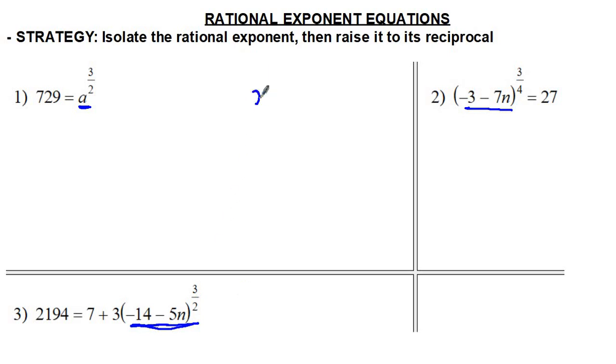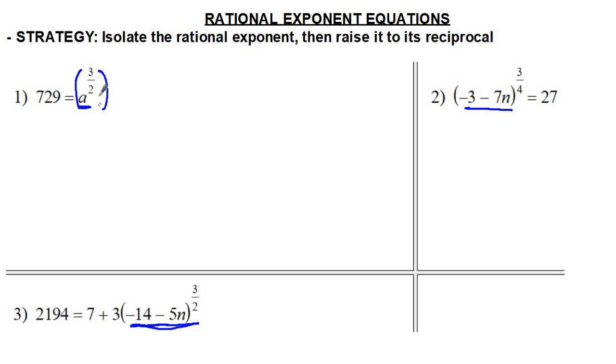If you were asked to solve this equation right here, or actually there's really nothing to solve there. The solution is a equals 729. My question for you would be, what power is a being raised to right here? And the answer is it's being raised to the first power. So we like it when the variables are raised to the first power. If they're not raised to the first power, then what we need to do is essentially make them be raised to the first power.